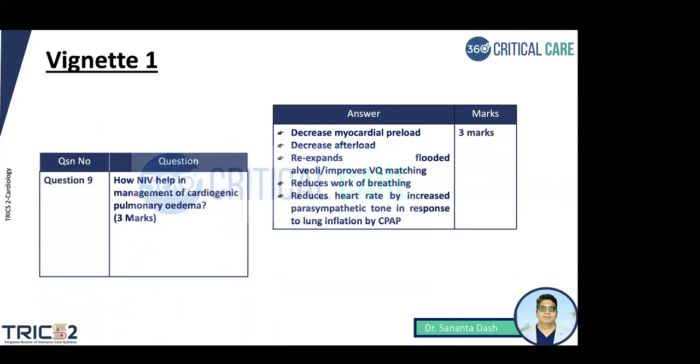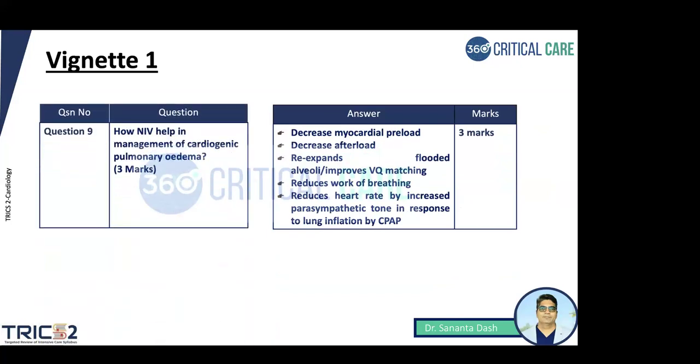All right. Now the question was how NIV helps in management of cardiogenic pulmonary edema. So it decreases the myocardial preload, decreases the afterload, re-expands the flooded alveoli and improves the VQ mismatch, reduces the work of breathing, and reduces the heart rate by increasing the parasympathetic tone in response to inflation of the lung, which is probably a physiological explanation, but you do get a lower heart rate when you put the NIV on the patient if he's not restless, because of the indirect effect on the heart, like it decreases the preload. Valsalva-like, yeah, it will cause Valsalva-like.